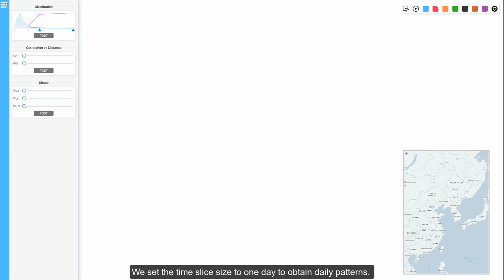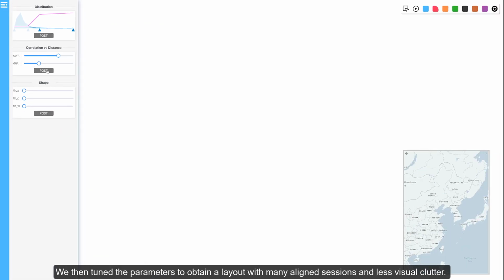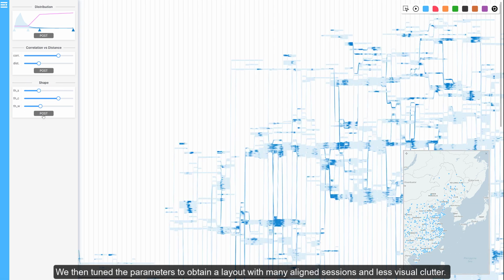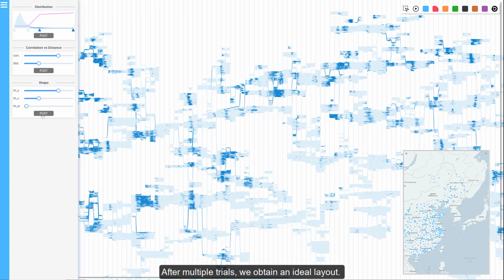The first case demonstrates how our method visualizes large-scale air quality time series in China. We set the time slice size to 1 day to obtain daily patterns. We first exploited the shade channel to highlight the periods with serious air pollution. We then tuned the parameters to obtain a layout with many aligned sessions and less visual clutter. After multiple trials, we obtain an ideal layout.